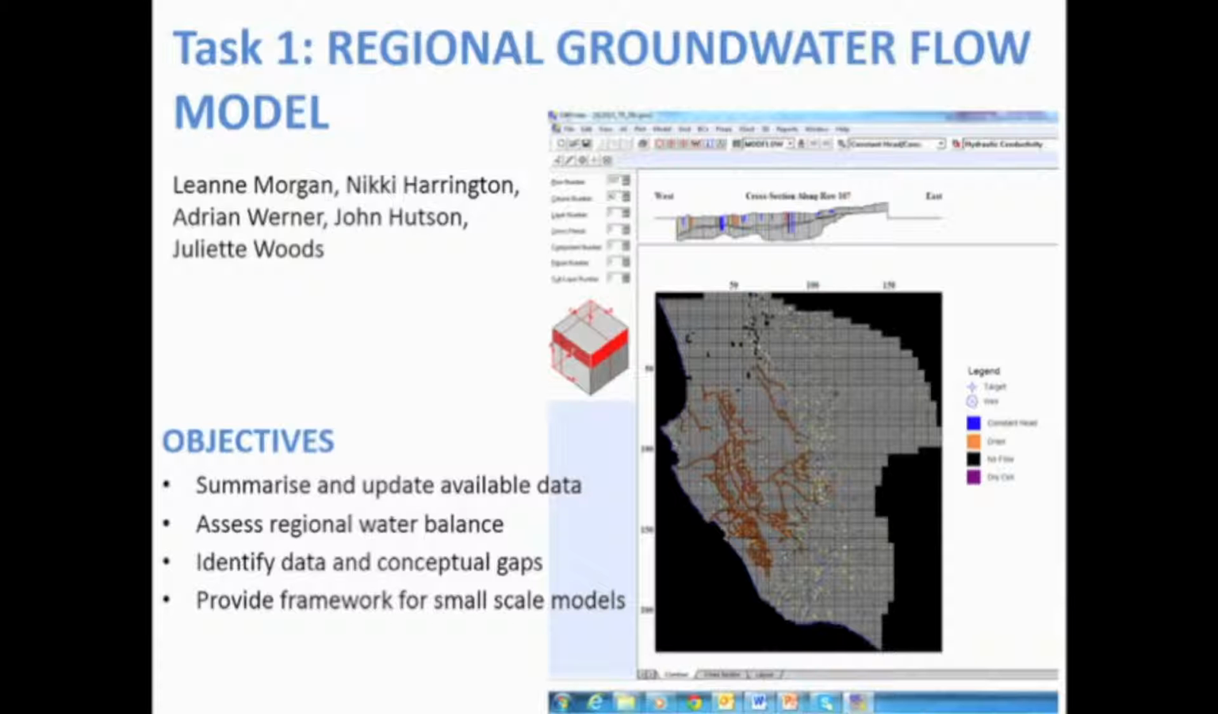So the rest of my talk will be on task 1, which is the regional groundwater flow model. The objectives of the model are listed here. They are to summarise and update the available data, of which there's a lot, assess the regional water balance, identify data and conceptual gaps, and provide a framework for small-scale models that will be built in the future.